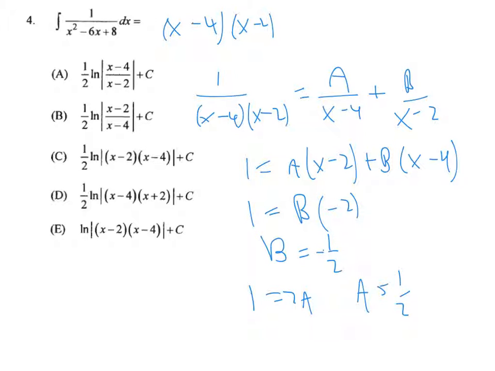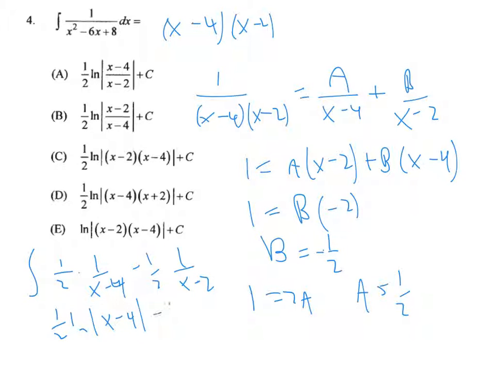So, knowing that, I can then say that this integral will be the same thing as A, which is 1/2 times 1 over x minus 4, and then minus 1/2 times 1 over x minus 2. If I integrate that, I get 1/2 the natural log of the absolute value of x minus 4, and then minus 1/2 the natural log of the absolute value of x minus 2.